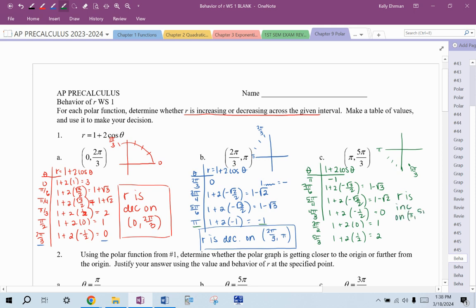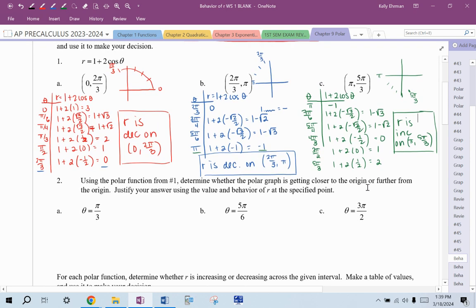The other reason I'm being thorough is because if we have to do this for the AP exam, I'm not sure how much work they're going to require that we show. So good to look at this.